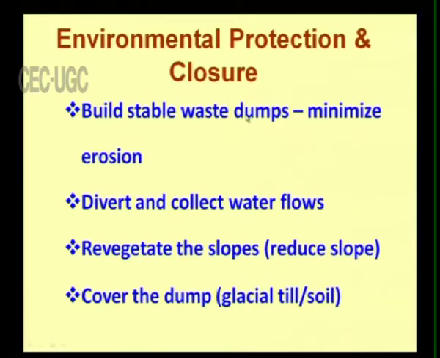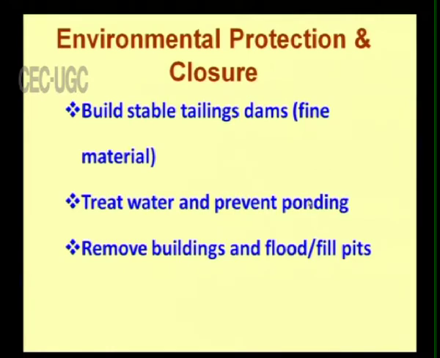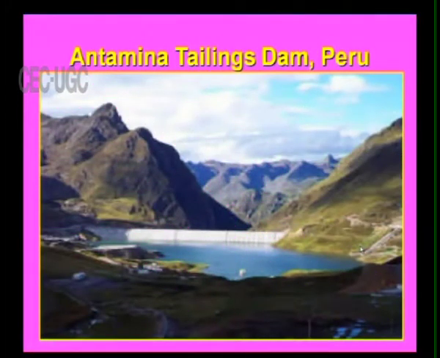We shall build stable waste dumps to minimize the erosion, divert and collect water flows, revegetate the slopes, that means reducing the slope, or cover the dump with glacial till or soil. So, by all these measures, we can minimize the hazards happening due to the mining operations. And we shall build the stable tailing dams, treat water and prevent ponding, and remove the buildings and flood fill pits. You look at the diagram, actually it is made by the Antamina tailings. Actually, the tailing water can be converted into good water for some proper use, and in that way the dam is constructed by the tailings.